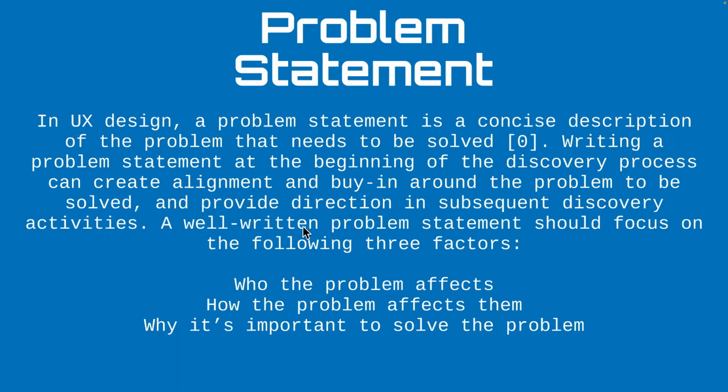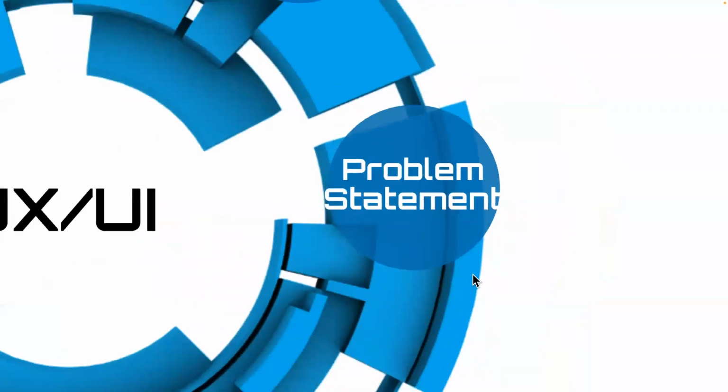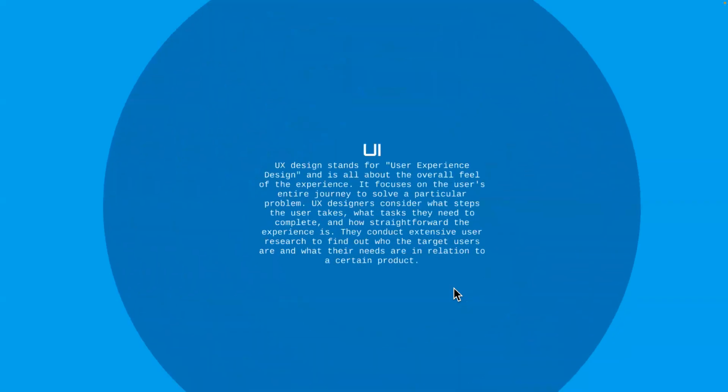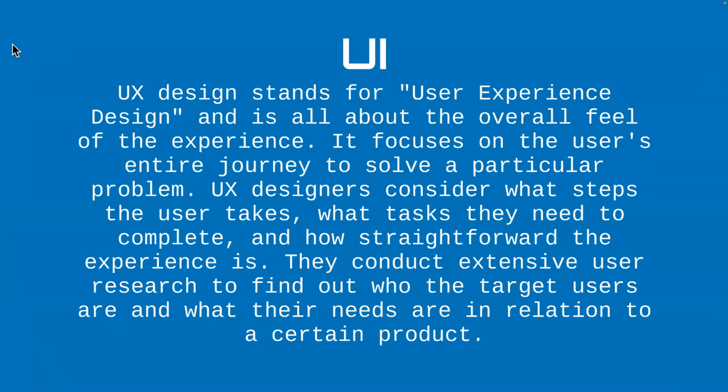So that problem statement, here's the issue. I need to solve this issue in order to solve the user experience in this way. What this is saying is writing a problem statement at the beginning of the discovery process of that problem can fix a lot more problems ahead of time than if you wouldn't have, then you would have encountered lots of errors. So user experience is super important to solve from the beginning. Now let's look at UI, okay?